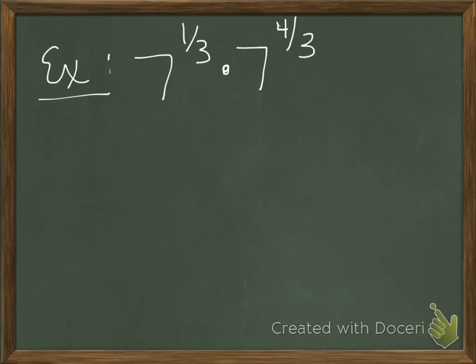7 to the 1/3 power times 7 to the 4/3 power. Remember that if we have 7 as our base, then we add 1/3 plus 4/3, and that gives me 7 to the 5/3 power.